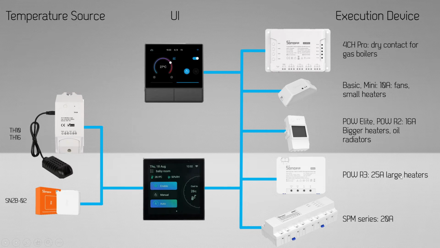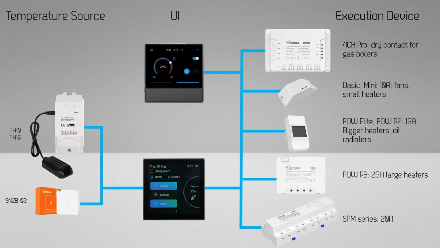So those have 25 amp relays, so they are quite beefy ones. And also you have the SMP series. These are the stackable relays that you would normally install in your breaker box, and they have 20 amp relays.